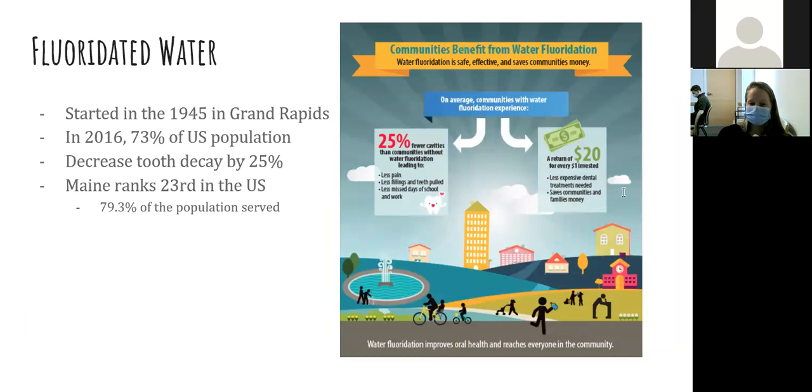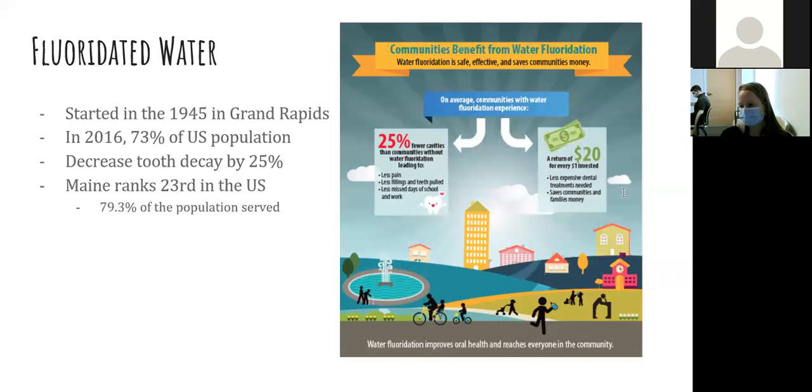Because not everyone has access to these programs, there are also public services that are used to address preventing dental disease. Fluoridated water is a very successful public intervention. It was started in 1945 in Grand Rapids, Michigan. And by 2016, 73% of the US population has access to fluoridated water. It's been shown that communities that have access to fluoridated water saw a decrease in tooth decay by about 25%.